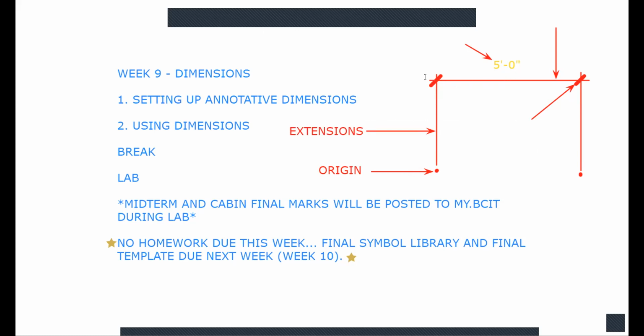The line that goes horizontal between the two extensions is the actual dimension line. This is the dimension line that goes back and forth. Of course, we have our dimension text. And where the dimension line and the extensions cross, we usually have this symbol, the architectural tick. The technical name for that is the terminator.